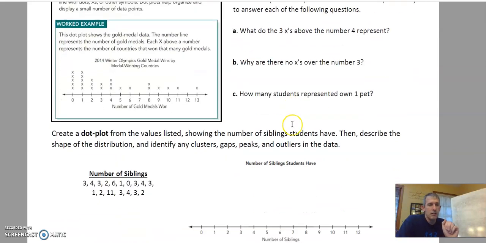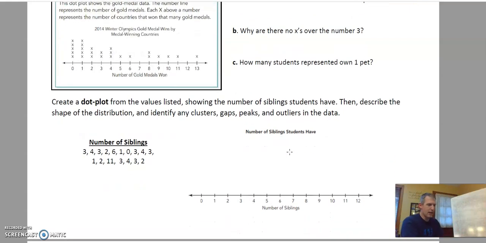All right. Okay, create a dot plot for the values listed showing the number of siblings students have. Okay, so what I would do here, guys, is I would draw my number line.